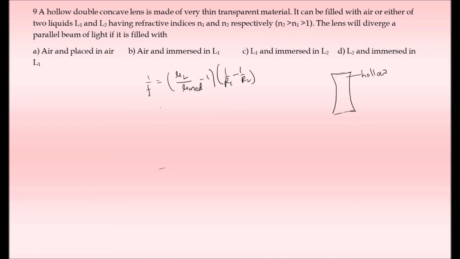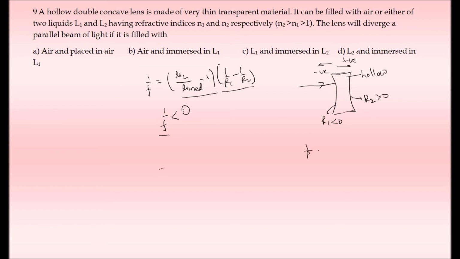Now for a concave lens or a diverging lens, if the lens is able to diverge a parallel beam of light rays, then its focal length must be negative. So clearly 1 by f should be less than 0. 1 by f is composed of two parts, 1 by r1 minus 1 by r2 and mu l by mu medium minus 1, and as it is a double concave lens, the radius r1 turns out to be negative. The light ray goes in this way, so this direction is taken as positive, this direction will be negative, so r1 will be less than 0 and r2 will be greater than 0.